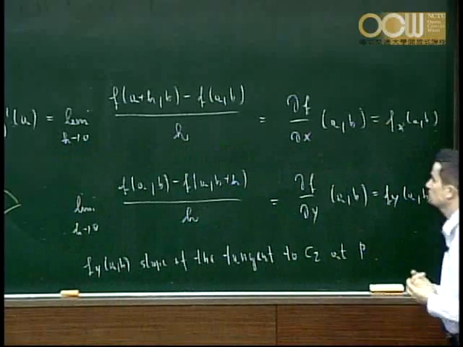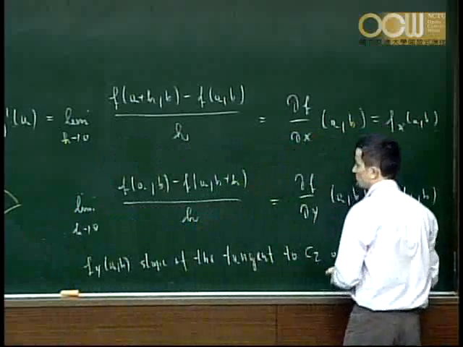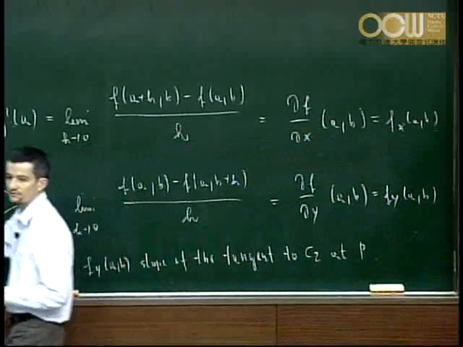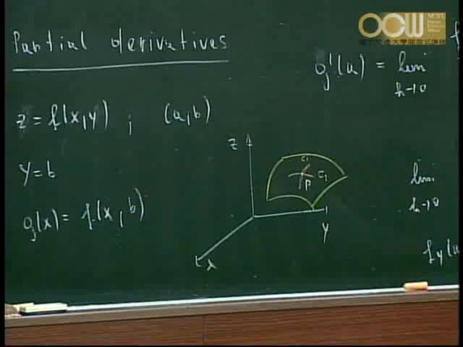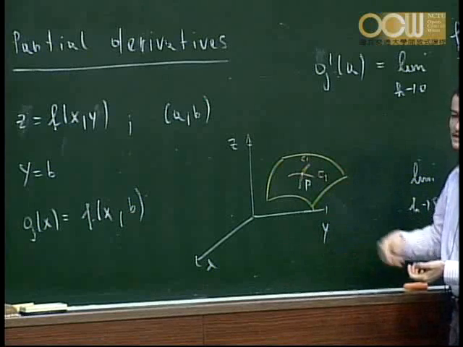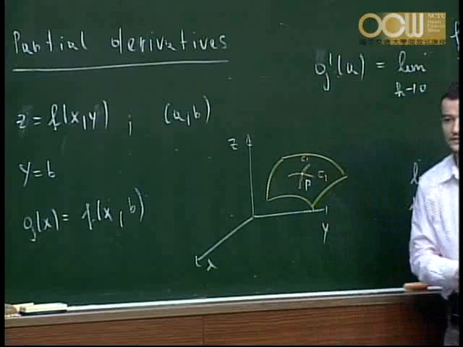So these are rather two quantities which are related to properties of this curve here. Namely, once more, this gives you the slope of the tangent to C1 at the point P, and this is the slope of the tangent to C2 at the point P.